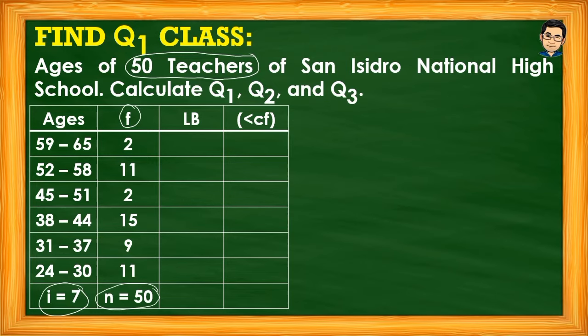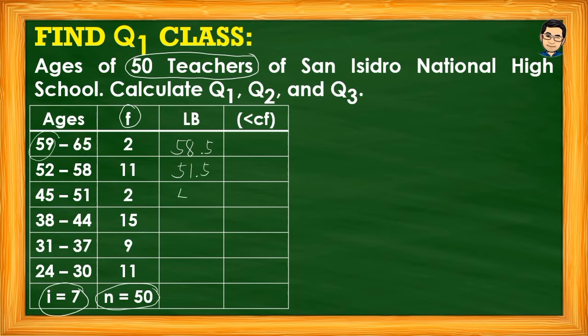Now, under the third column, LB, so yung lower boundary, so lahat ng lower class limit natin is magsasubtract tayo ng 0.5. So dito sa 59 to 65, we're going to subtract 0.5 to 59. So that will become 58.5. And then yung pinakamabilis na paraan para makuha lahat yan is mag-subtract tayo ng 7. Okay. So 58.5 minus 7, that is 51.5.